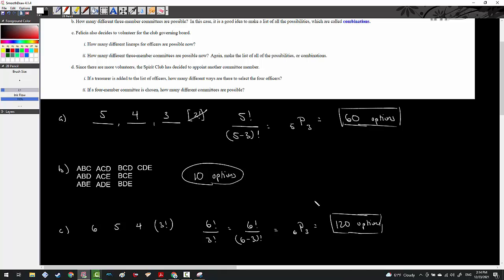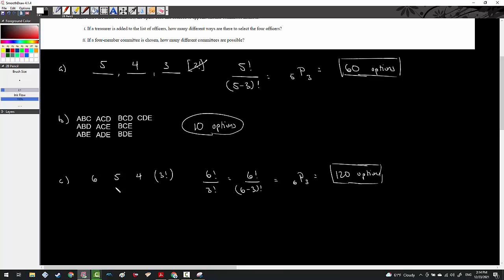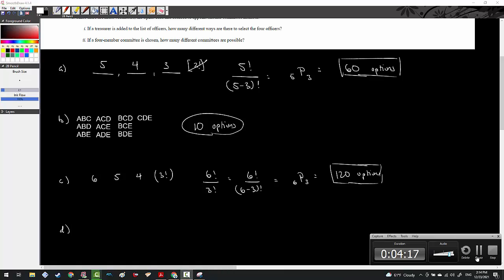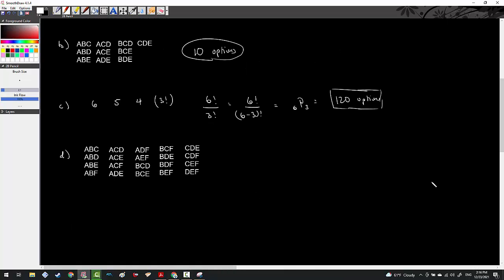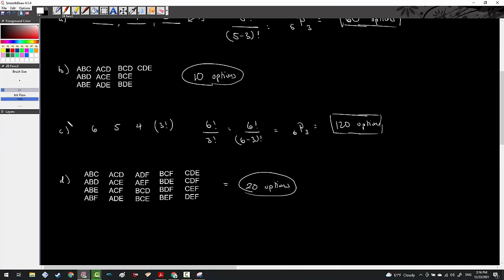If I wanted to make a list of all the different possibilities, I'll pause real quick because that's going to take a little while. After doing all the combinations here, it looks like there's a total of 20 options, and that's if they all decide to hold the same title. Now in part, well, I think I misread that. I think this is part C, part 2. Sorry about that. Let me just fix this.